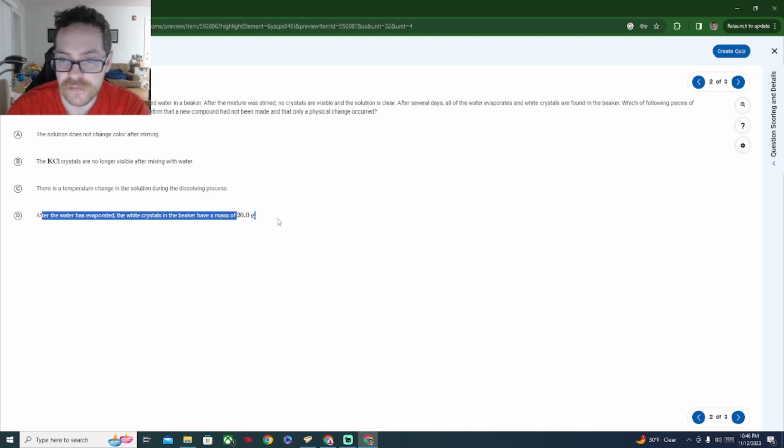But if that doesn't appear to be the case, especially if you do this, let's say, in a non-oxygenated environment, in helium or nitrogen, something inert, and you dry it out, if you still have that same mass, you know you're good.